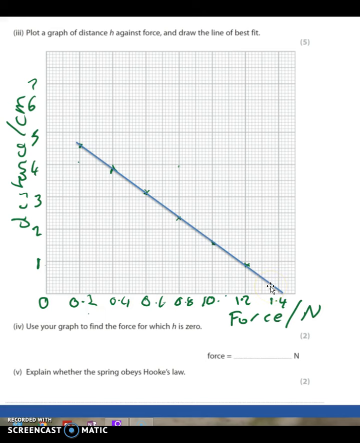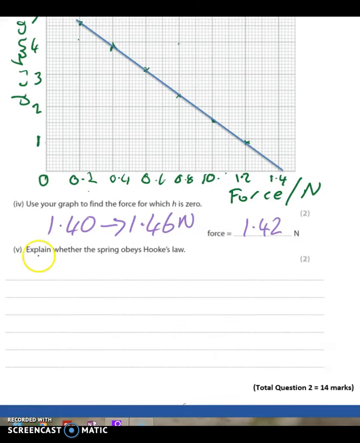Now, the second part asks you to use your graph to find the force for which H is 0. So what you need to do, and I did this in one fell swoop, is extend your line past so it hits the forces axis here. And the mark scheme said that you actually had to give your answer to 3 significant figures. So here on my graph, this is 1.42 newtons. Now, on my graph it's 1.42, but anything between 1.40 to 1.46 newtons was the acceptable range for this particular graph.